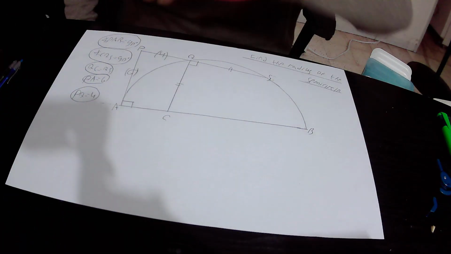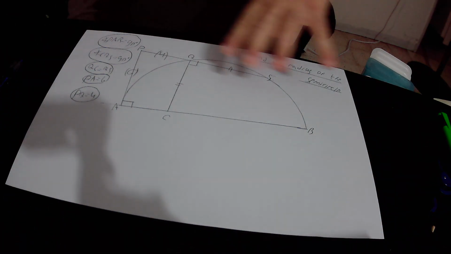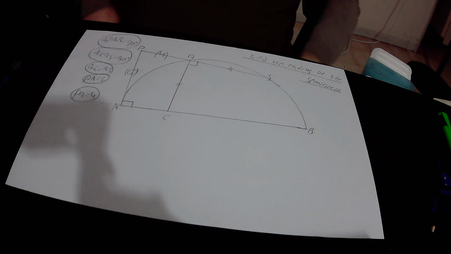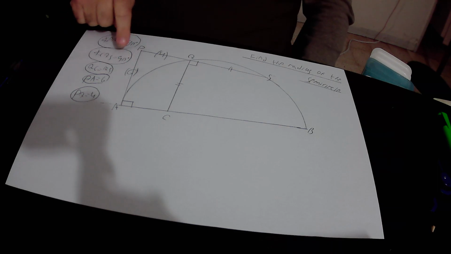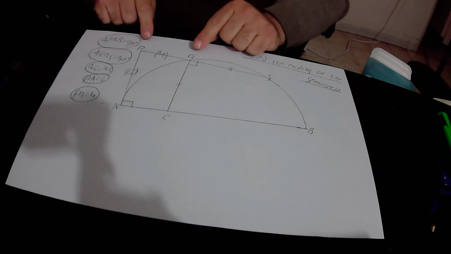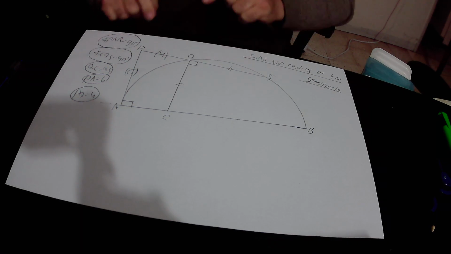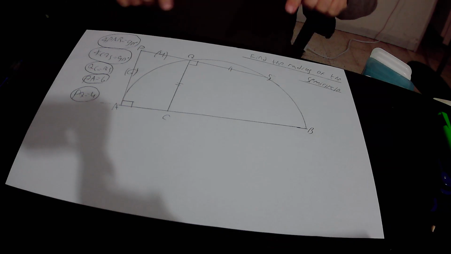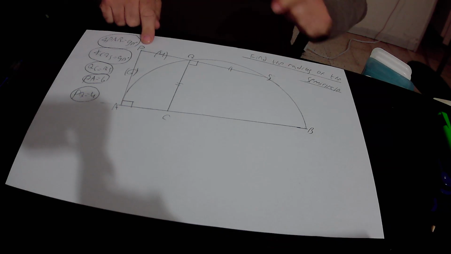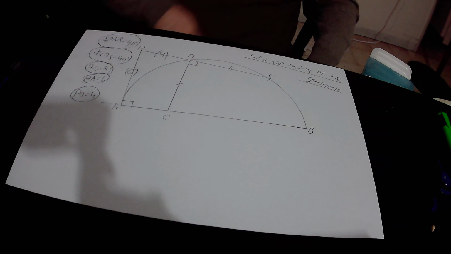In this lecture we find out the radius of the semicircle. In the drawing we have a semicircle, and line segment PA equals 6 units in length, and it is also tangent to the semicircle at point A. Line segment PQ equals 4 units in length, and line segment PS cuts the semicircle at points Q and S.